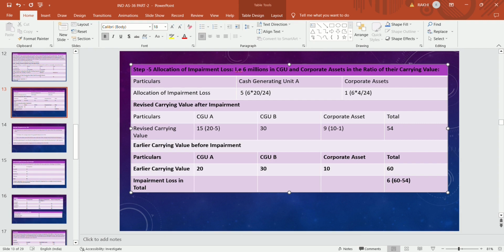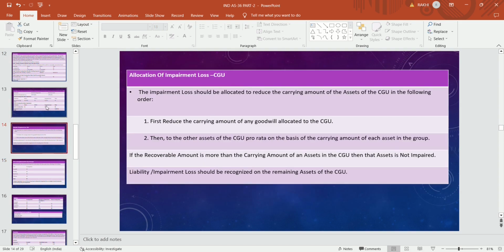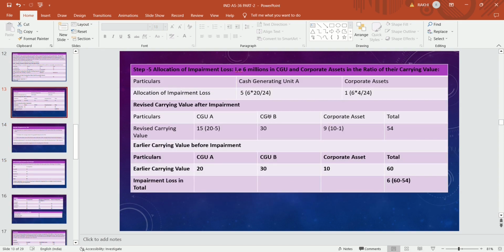That is, the impairment loss 6 million into 20 divided by 24, and in the same way we will allocate 6 million into 4 divided by 24, because 20 is the CGU value and 4 is the corporate asset. We will allocate the impairment loss to these two. So in this way, 5 million is in CGU A and 1 million is in the corporate asset. Now the revised carrying value after impairment, for CGU A, CGU B and the corporate asset.